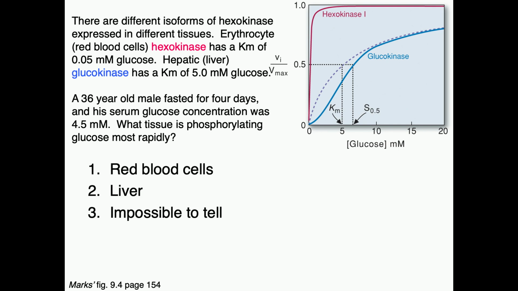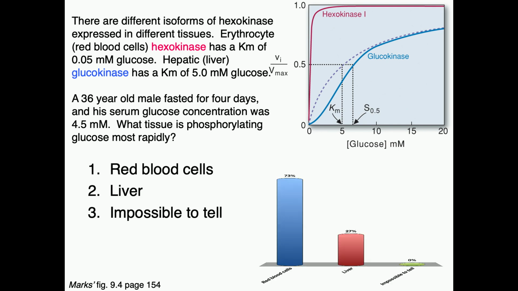Why don't we click our best answer here. And there's some subtle detail about this question that might hang you up a little bit, but let's see where we're at here. So I think red blood cells is the best answer. Okay, and to look at this question, let's just look at it really simply here. For this, whatever 40 or 36-year-old male, what's the substrate concentration? 4.5 millimolar, right? So where is that here?